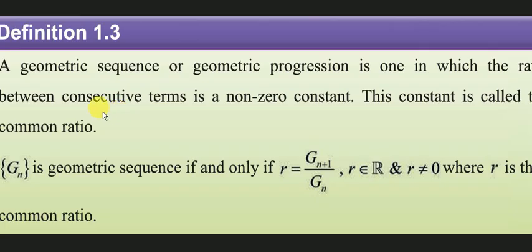If the ratio of consecutive terms of a sequence is a non-zero constant, we call that sequence a geometric progression or geometric sequence.